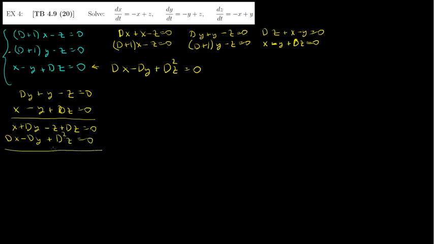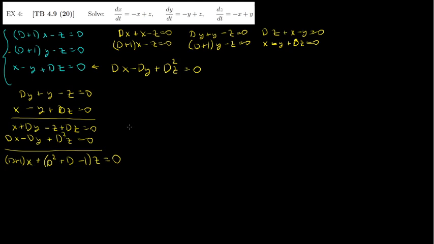So now when we add these, I get x plus Dx, or (D plus 1) of x. These cancel, and then I get a bunch of z's here. I get D squared z plus Dz minus 1 of z equals 0. So we eliminated not just the y's, but the Dy's as well. All right, so what's next?